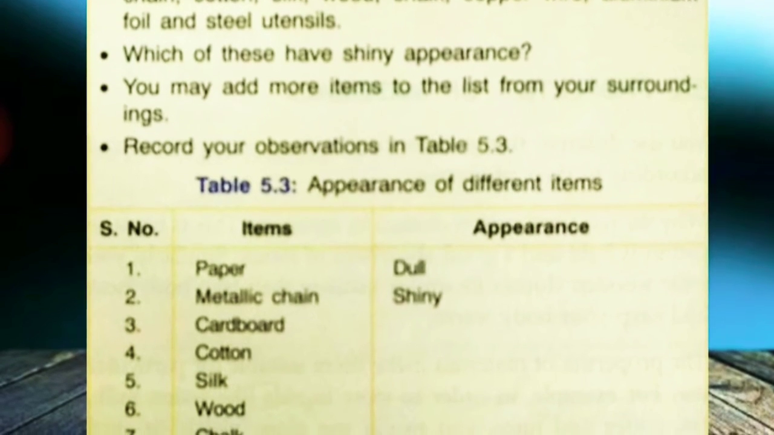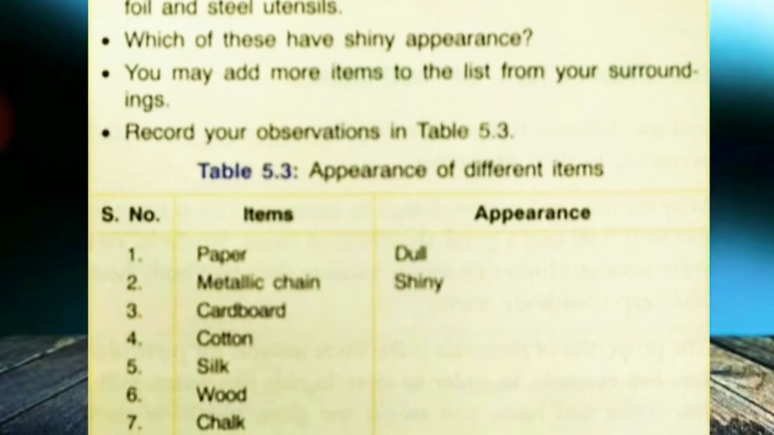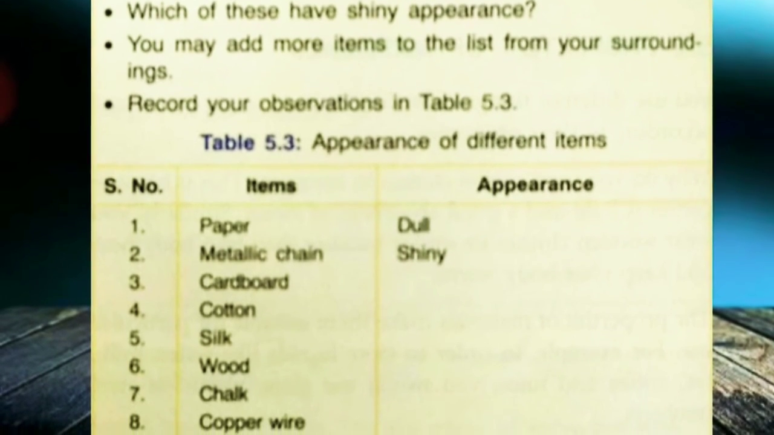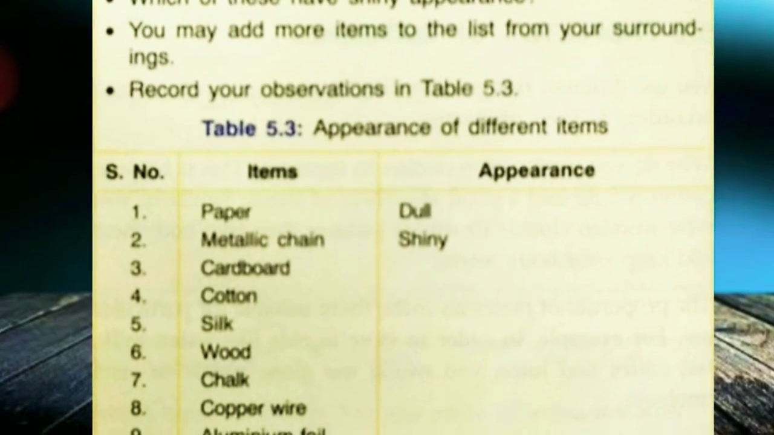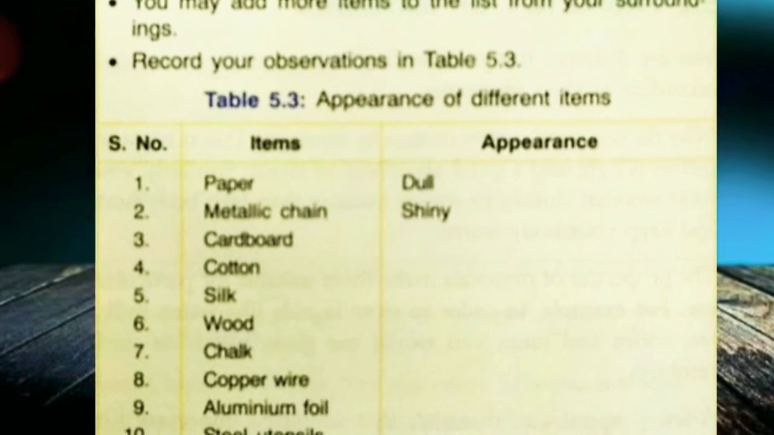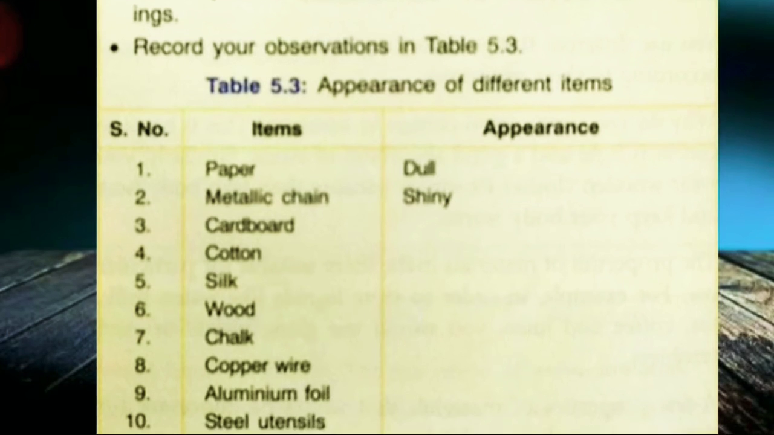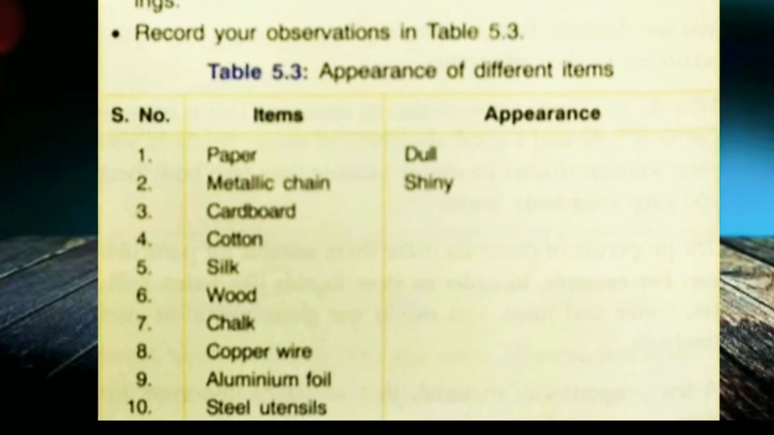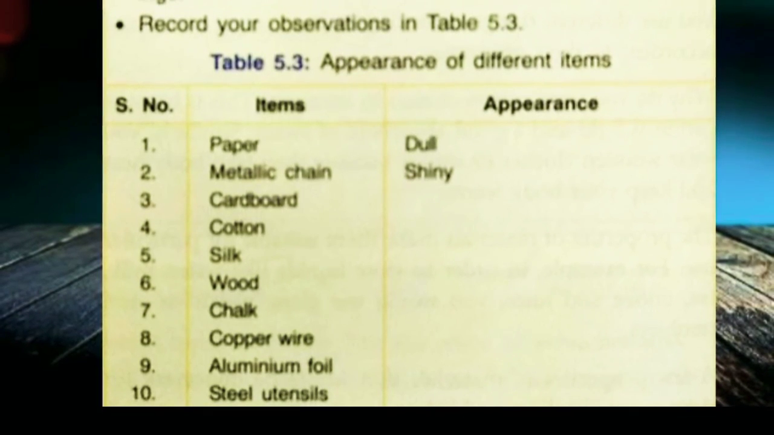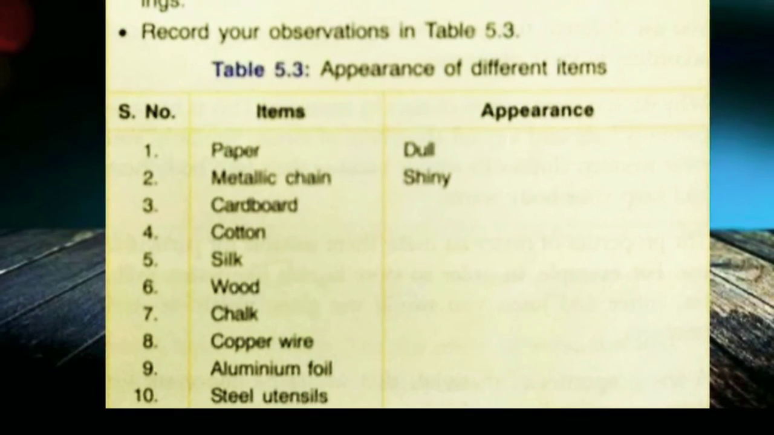Now we will analyze which of these look shiny or lustrous. You may add more items to the list from your surroundings. Whatever is available at your home, you can add that also here. And we will record the observation in a table. So I have taken the example of paper. Does it look shiny? No, it appears dull.